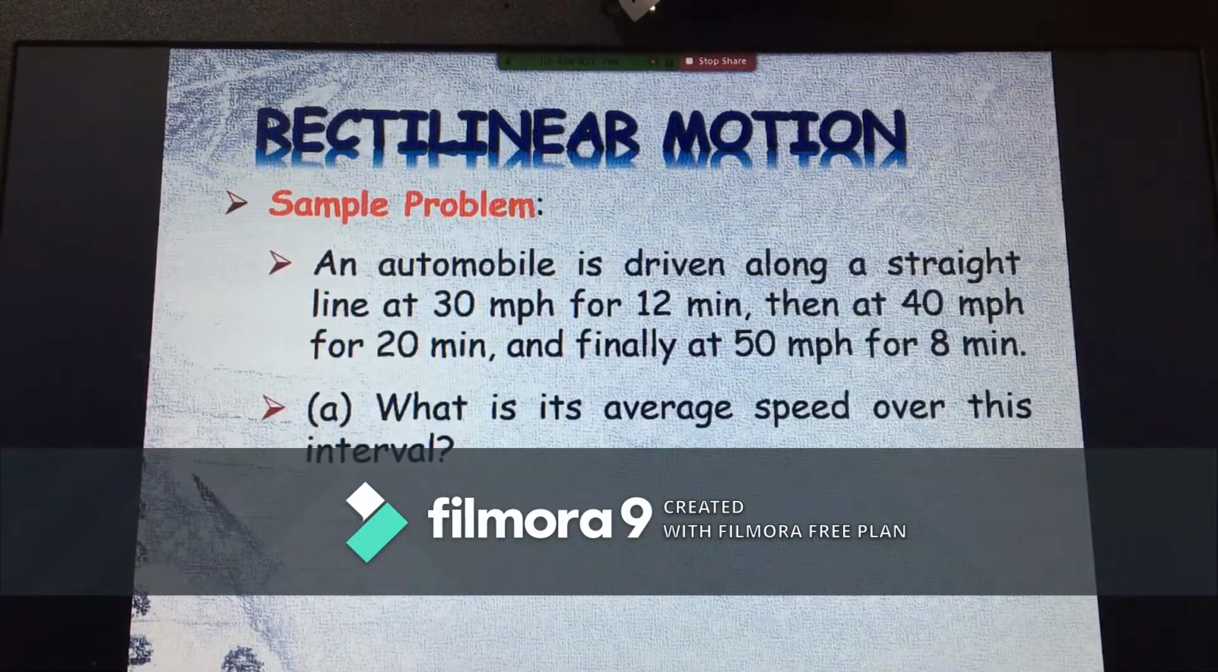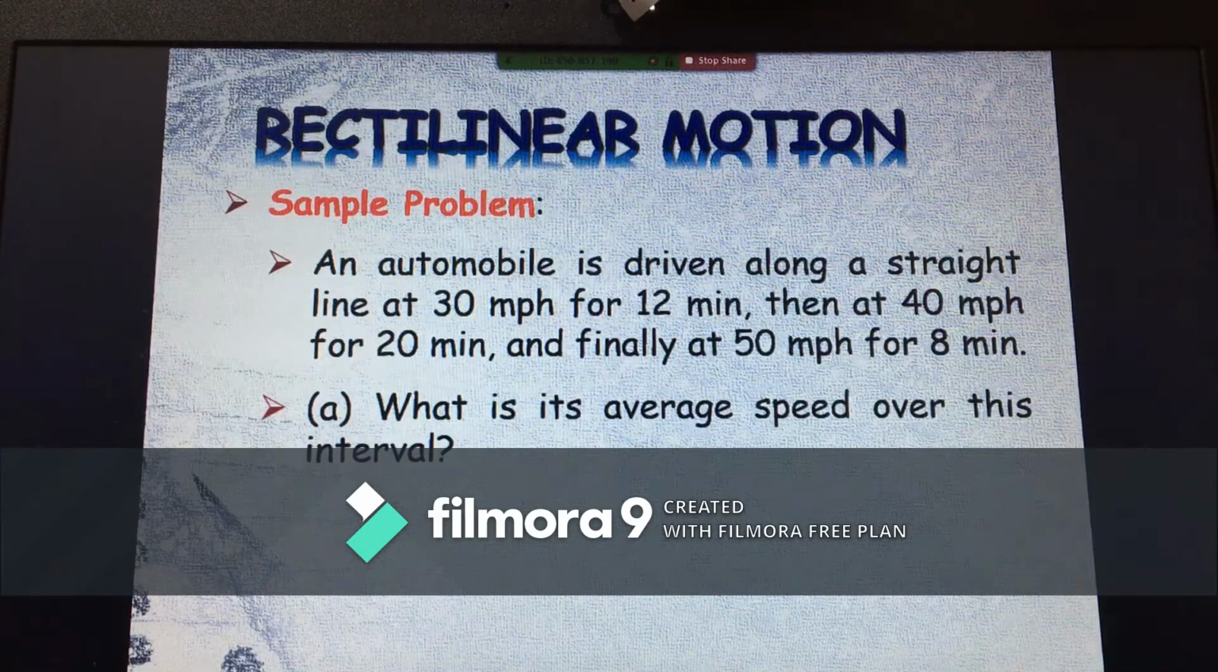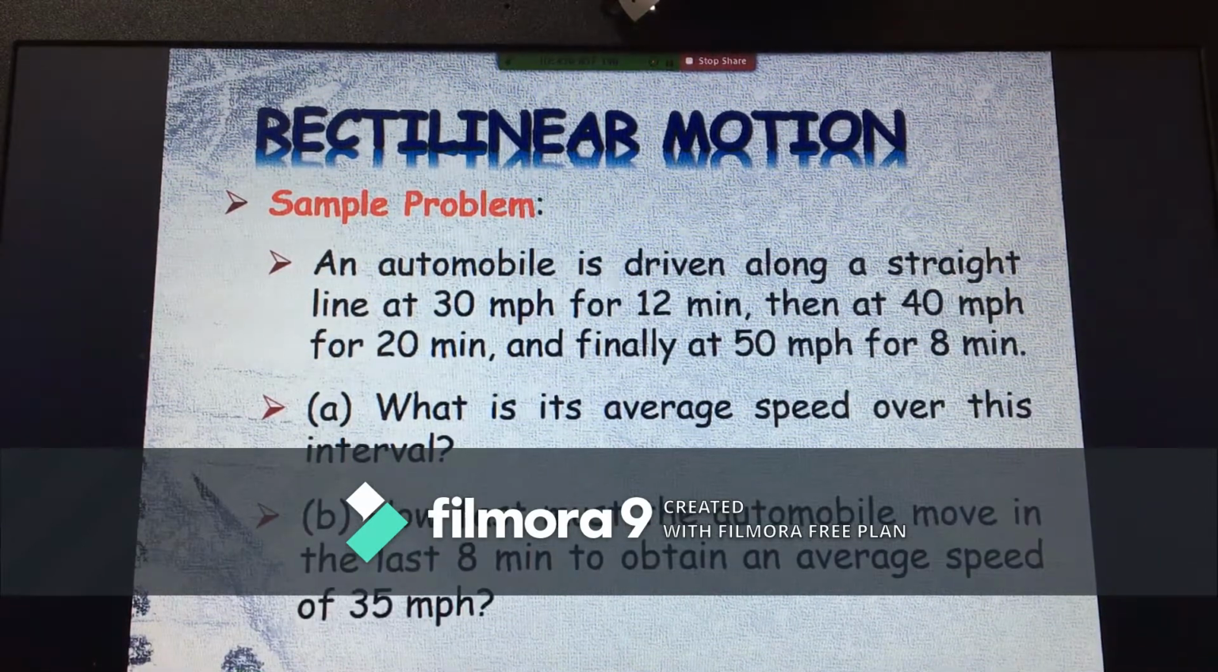Now the problem is, what is its average speed over this interval? That's for A. And then, how fast must the automobile move in the last 8 minutes to obtain an average speed of 35 miles per hour? Any idea on how to solve this?